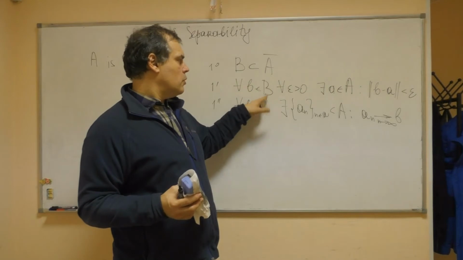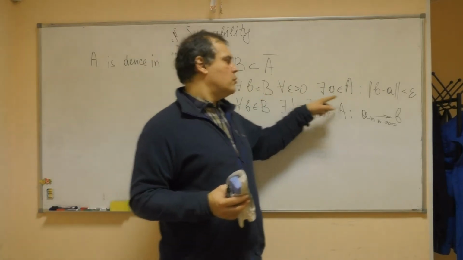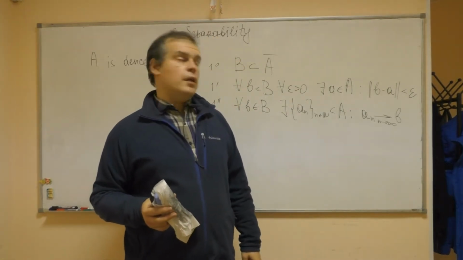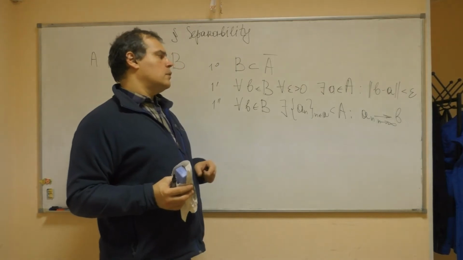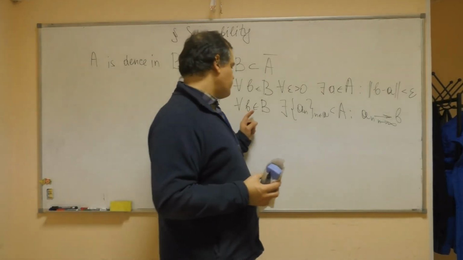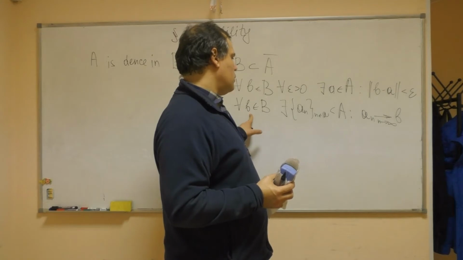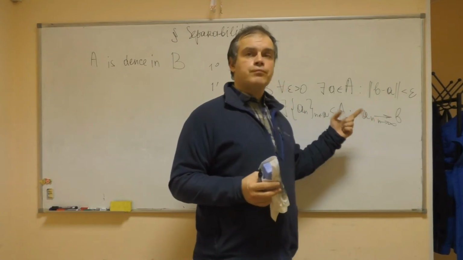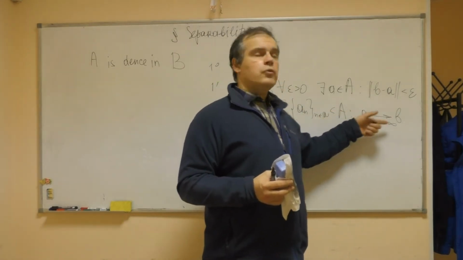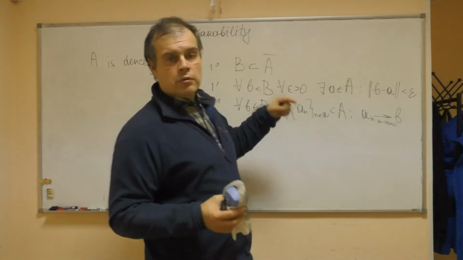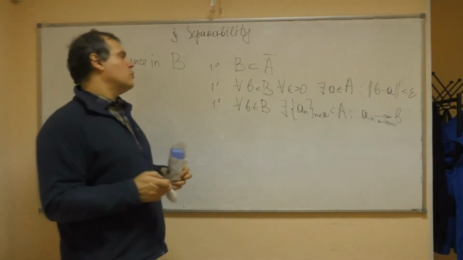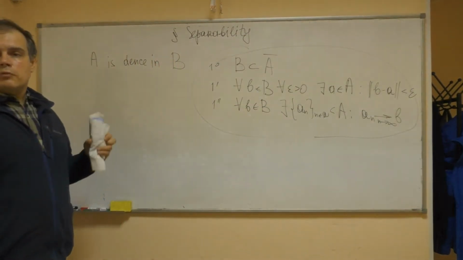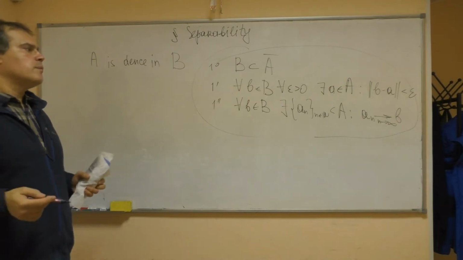So for each element of B, in each neighborhood of this element we can find an element from A. And the last definition: b is a limit point if we can build a sequence in A convergent to b. So this is what is said here. So all these three forms of definition give the same thing.